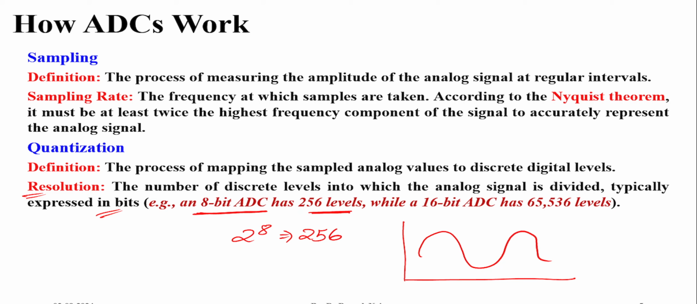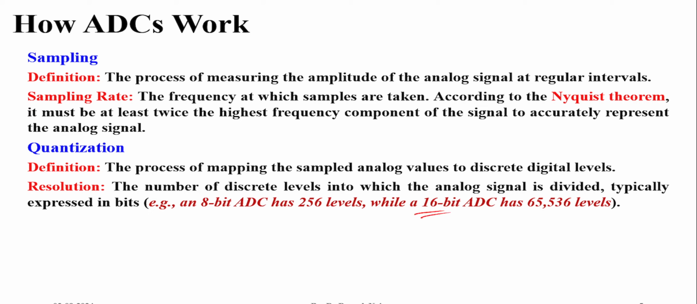So we have the analog signal, with amplitude on the Y-axis and time on the X-axis. During quantization, if we have an 8-bit ADC, then we will have 256 levels. These are the 256 levels in which the analog signal will be divided or sampled. Similarly, for a 16-bit ADC, we can have 65,536 different levels. So the higher the number of bits, the better the resolution.